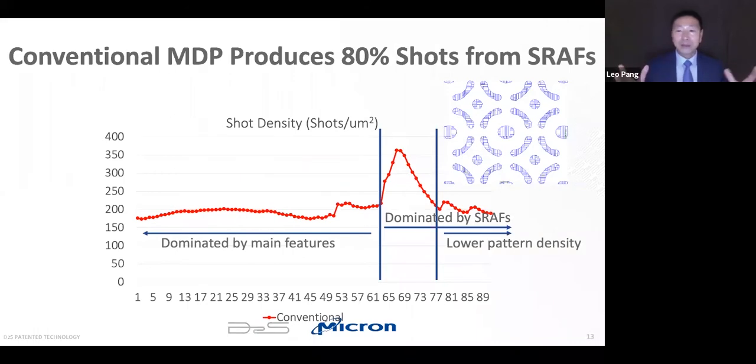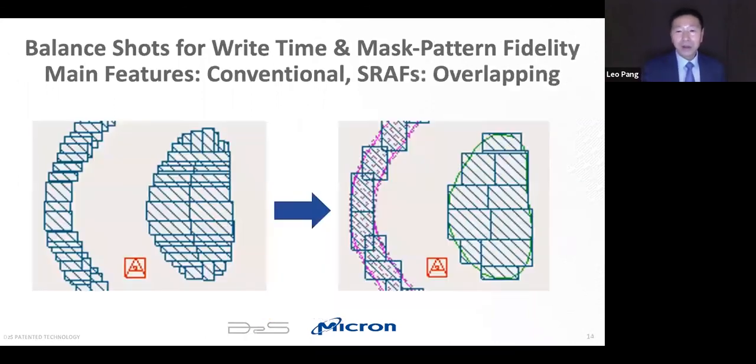We look at the shot count for all these 91 different configurations in the conventional fracturing. Then we realized that 80% of shots are actually from SRAF. This is understandable because there are a lot of SRAF, and SRAF are really curvy, and if you use the conventional fracture to fracture it, you generate a lot of small shots. That means if we can significantly reduce the shot count on assist features, we can greatly reduce the total shot count or reduce the write time.